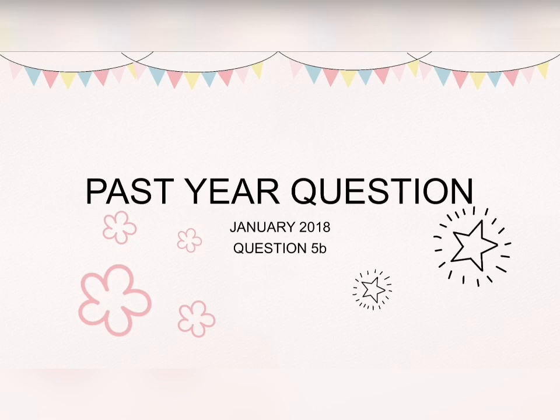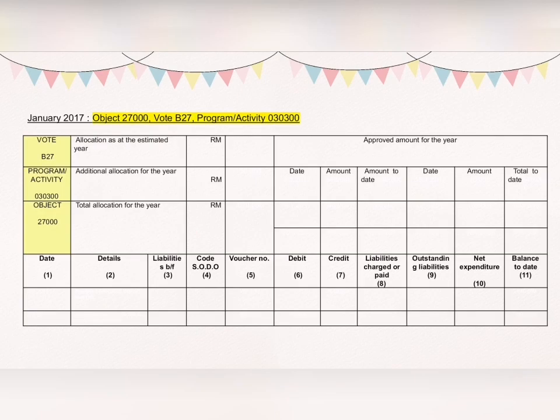So the question wants us to record the void book for the month of January 2017 under object 27000, void B27, and program or activity code 0300. These types of information would usually be given in the final exam, and they will be recorded in the first column of part 1.